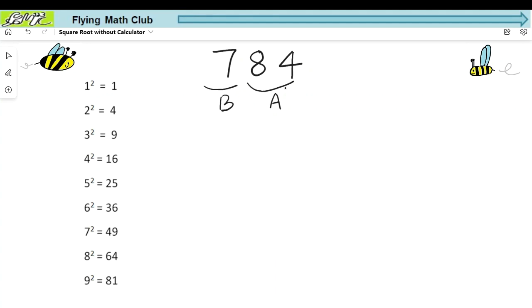2 squared equals 4. 8 squared equals 64. So the possible digit could be 2 or 8. We put them under part A. Part A finished. Let's look at part B. 7 is between 2 squared, 4, and 3 squared, 9. So its tens should be 2. So the possible square root could be 22 or 28.